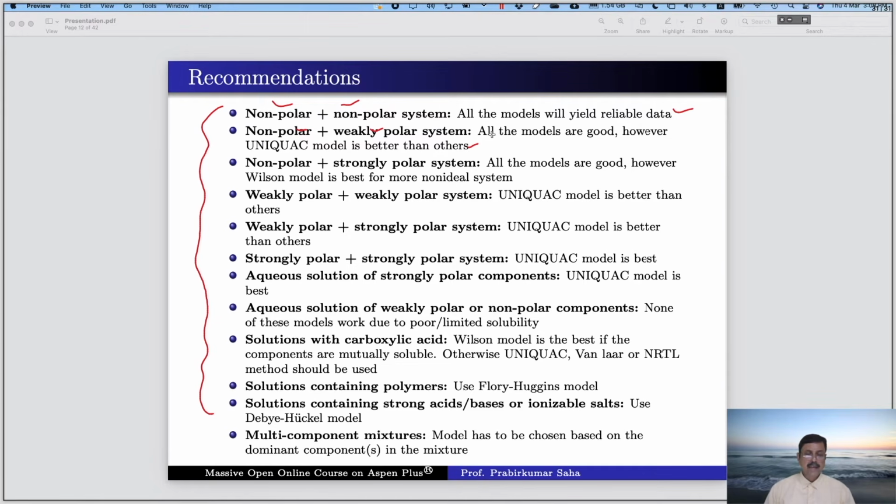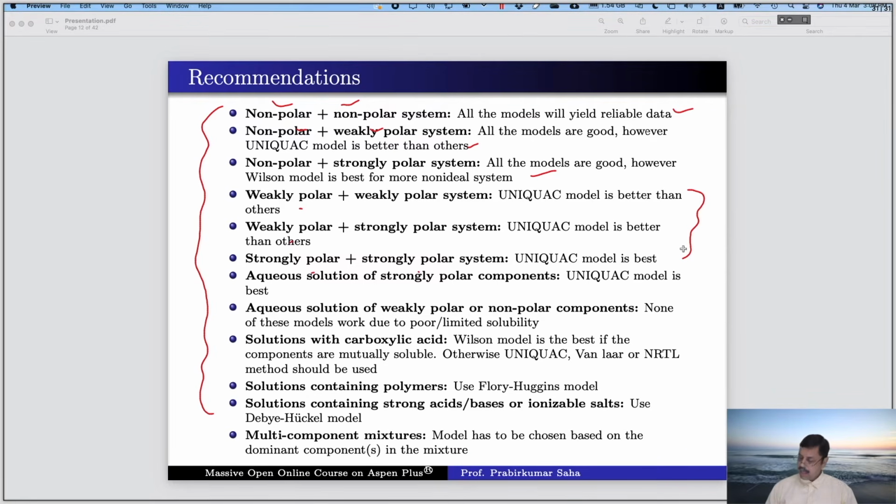And if there is a non-polar, strongly polar combination, in such a situation, all the models are good. However, the Wilson model is the best for such a non-ideal system. And when we have a combination such as weakly polar with weakly polar, weakly polar with strongly polar, and strongly polar with strongly polar, for this kind of system, the UNIFAC model is better than others.